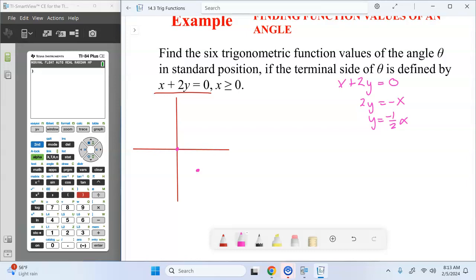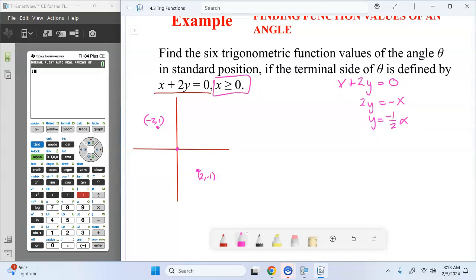And so we have this point, 2, negative 1. Went down 1, right 2, based on my slope. I could also go up 1, left 2 to get the point negative 2, 1. That's where that comes in, is important.